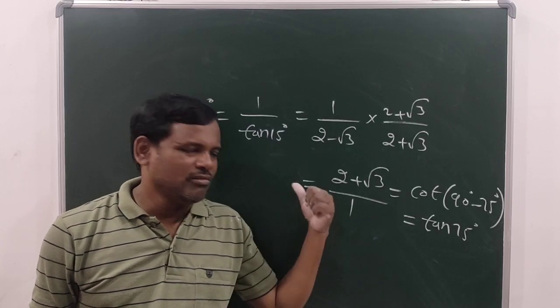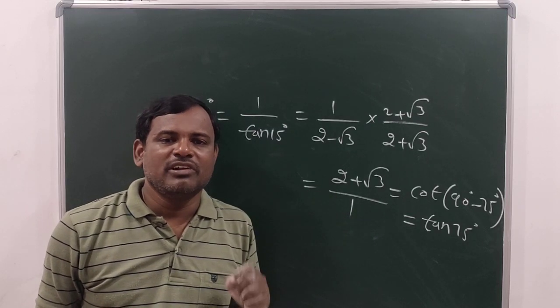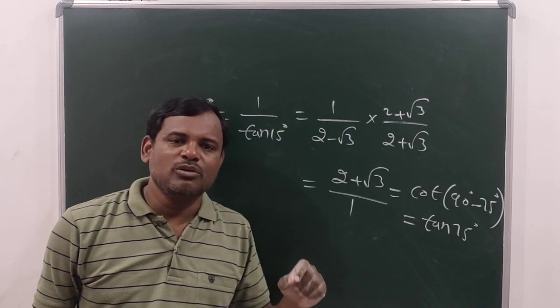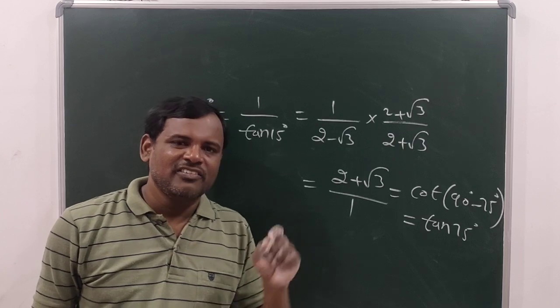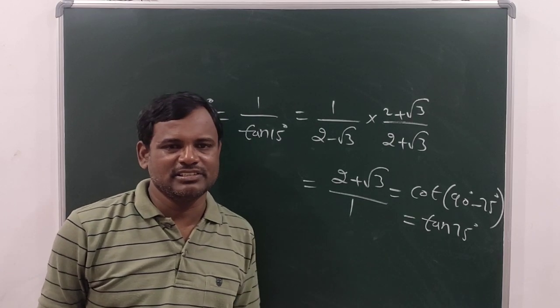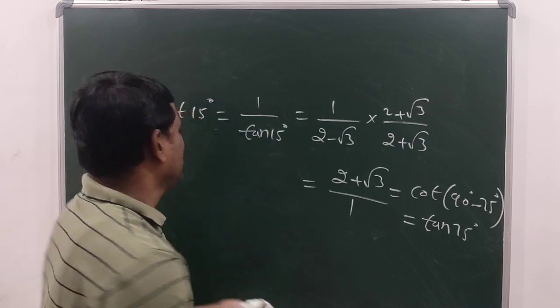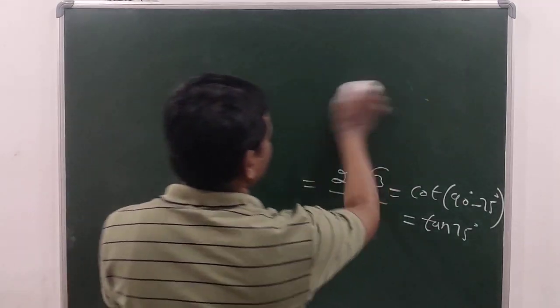Now, what did we do? We have determined the sine, cosine, tan and cot at the angles 15 degrees and 75 degrees. Right. Now, let us go on to define the next one.